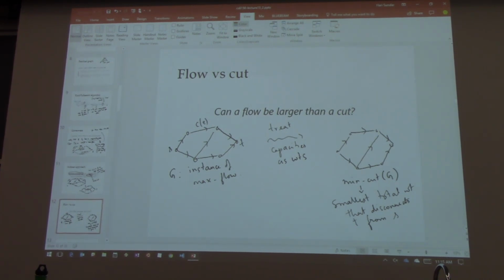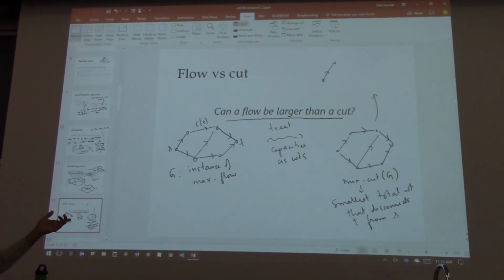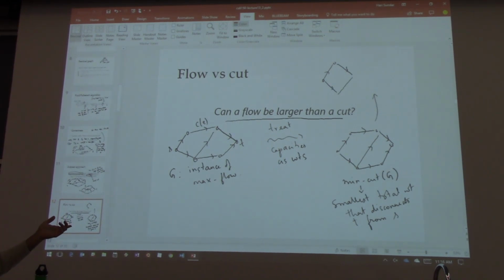Okay, so what I want to ask is, can you have a flow in this graph that's larger than the minimum cut? So what I mean is, suppose, let's put some values. Suppose I construct this very simple graph that I had before. Okay, all edges have, let's say, capacity 1.